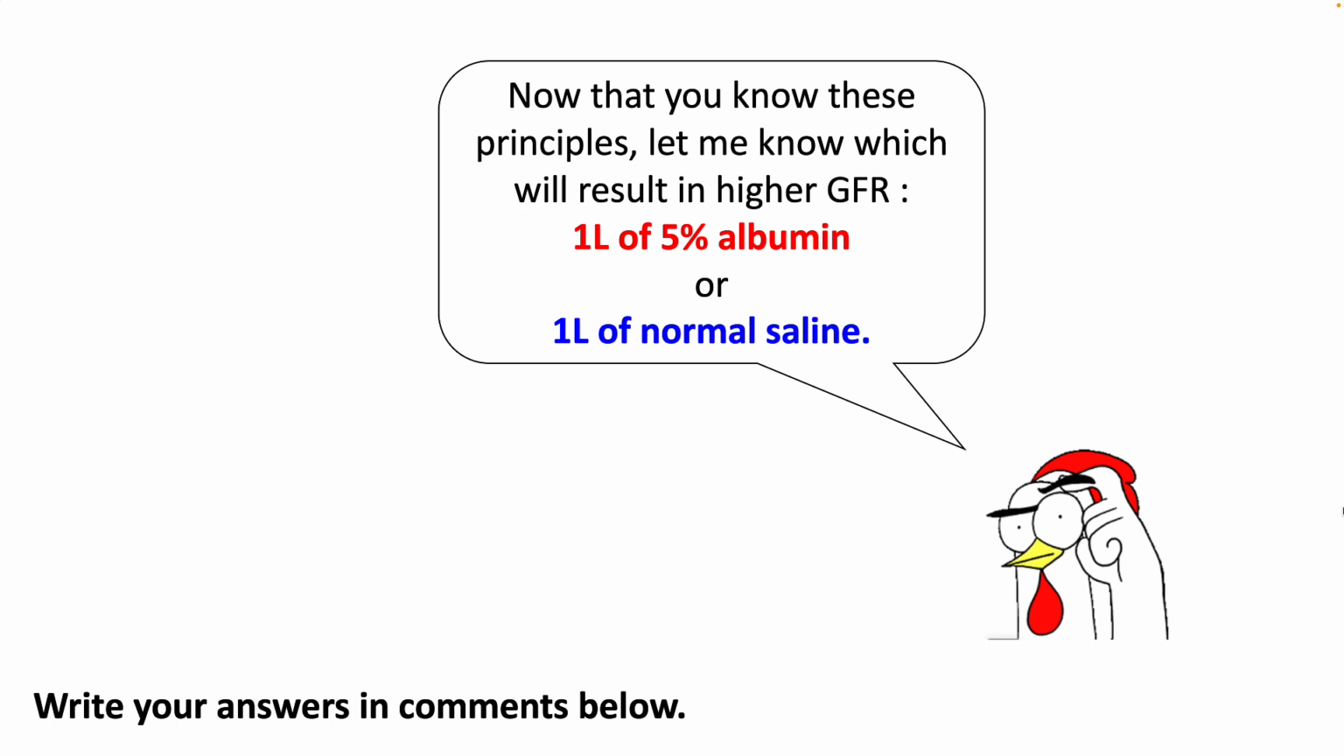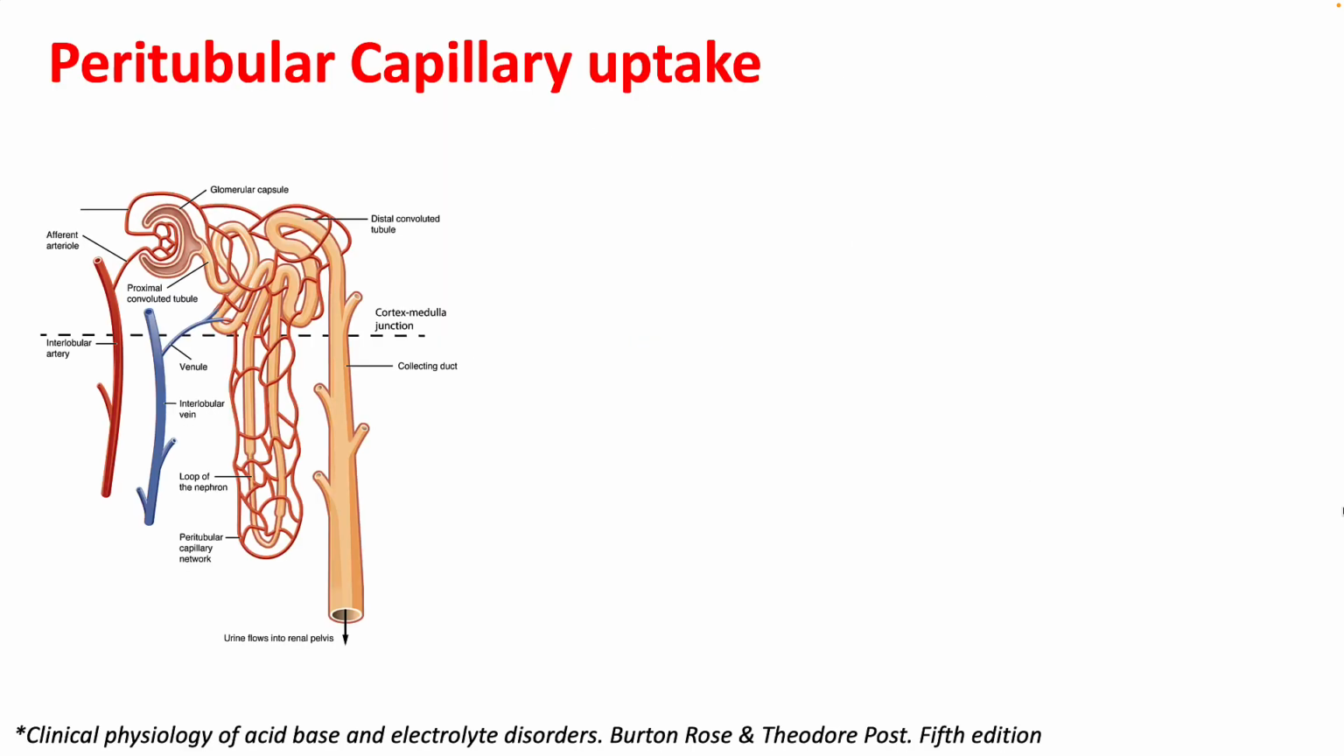Now that you know all these principles, let me know which will result in higher GFR: a liter of 5% albumin or a liter of normal saline. Write your answer in the comments below.